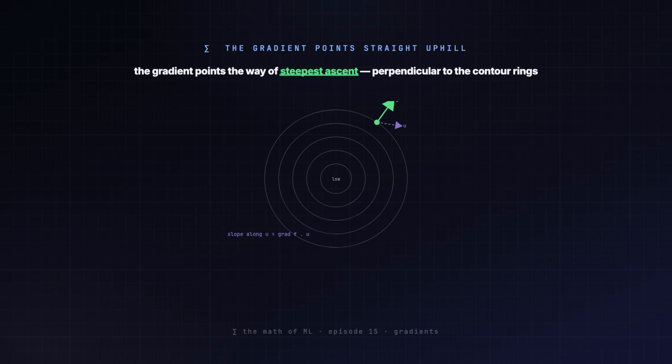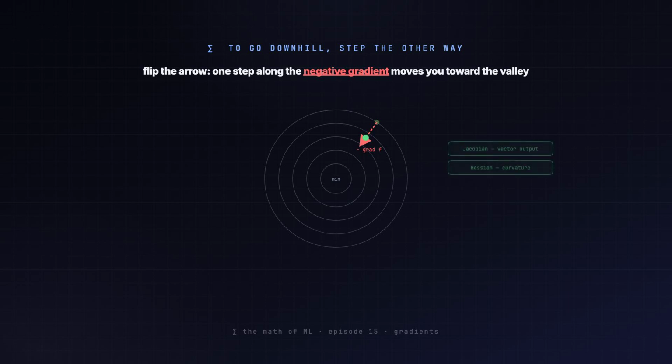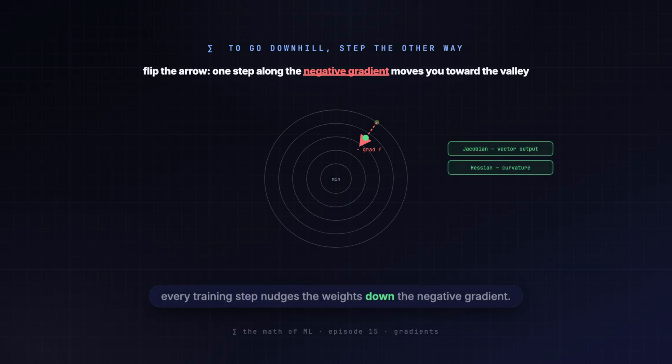So to go downhill, to minimize loss, you step along the negative gradient. This is the whole of training. The loss surface sits over the weight space. Its gradient with respect to every weight is one giant arrow, and each optimizer step nudges the weights along its negative. The Jacobian generalizes this to vector outputs. The Hessian, the curvature, helps fancier optimizers.